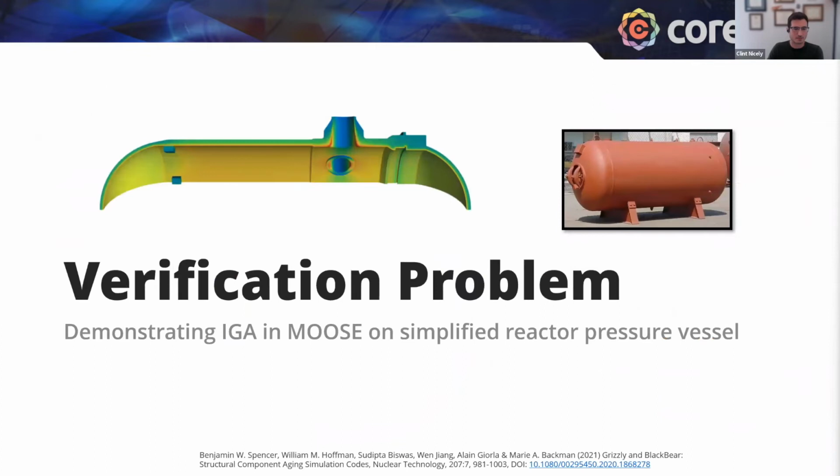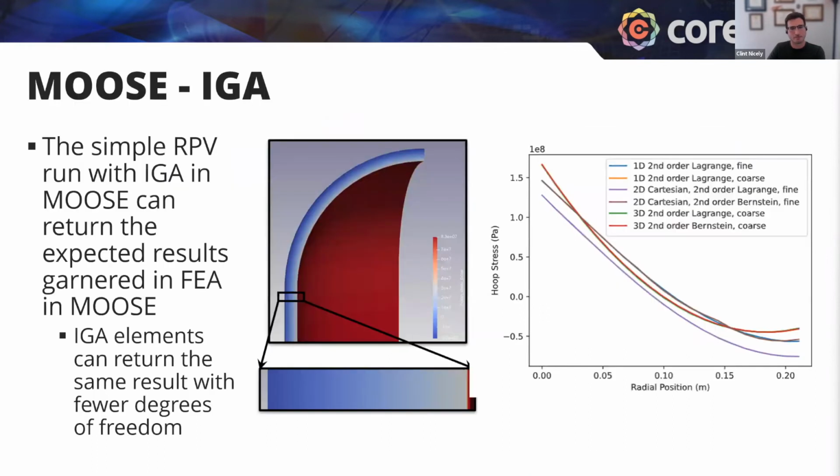So let's step it up a little bit. Let's look at something a little bit more interesting, a little bit more complicated. Now that we know how hoop stress functions, we're able to take a look at a more complicated problem. So in this case, this would be a simplified reactor pressure vessel, or sort of a large propane tank. This run was run by Ben Spencer.